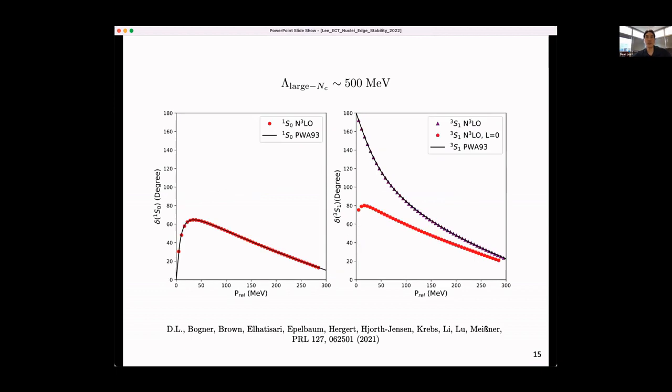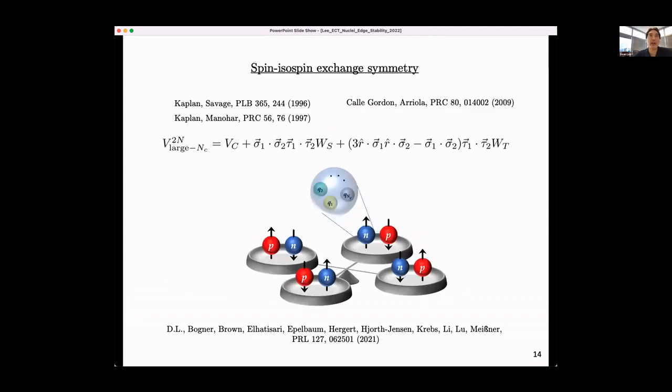Okay, but it also shows you that there seems to be some underlying Wigner SU(4) symmetry. If I just restrict myself to the S waves, then this sigma dot sigma tau dot tau is just a number, and so this is an SU(4) invariant interaction. I'm now neglecting the effect of the tensor force here.